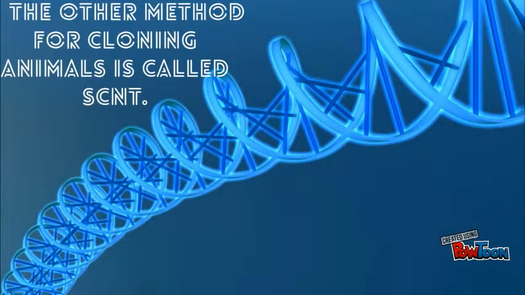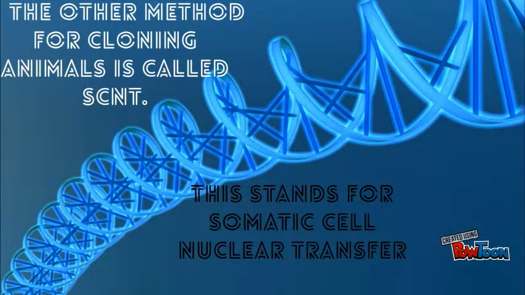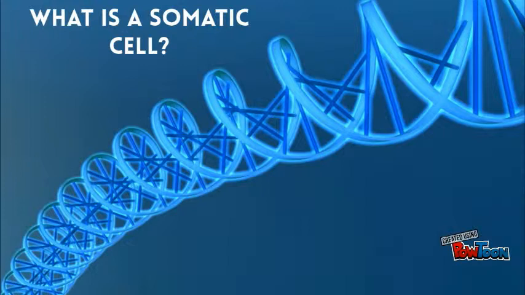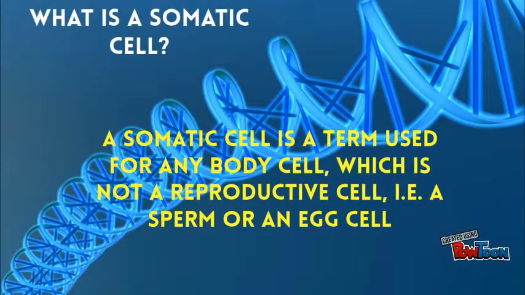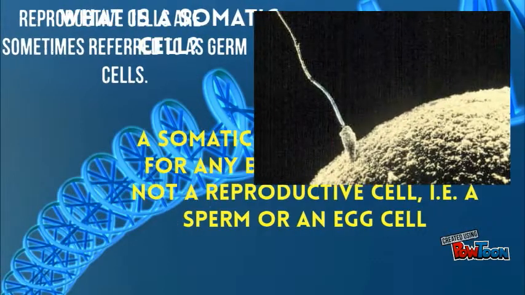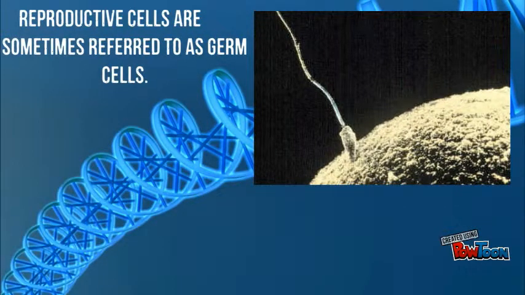The other method for cloning animals is called SCNT. This stands for somatic cell nuclear transfer. So, what is a somatic cell? A somatic cell is a term used for any body cell which is not a reproductive cell, i.e. a sperm or an egg cell. Reproductive cells are sometimes also referred to as germ cells.